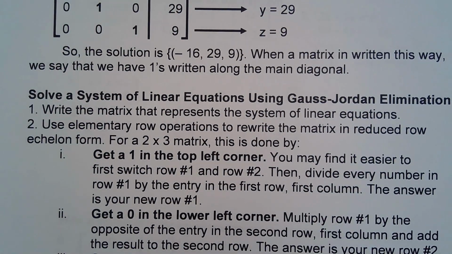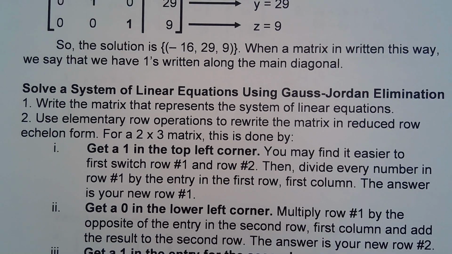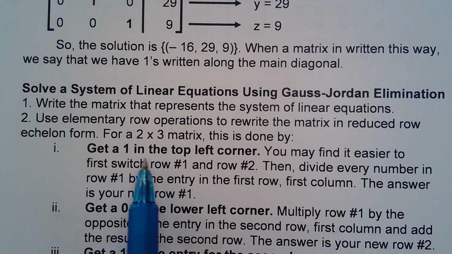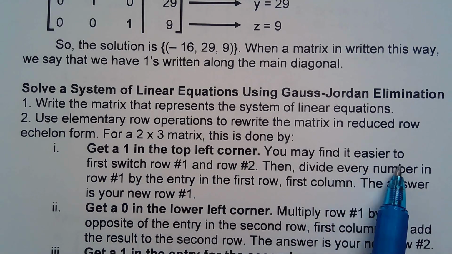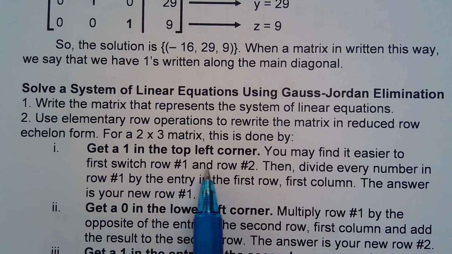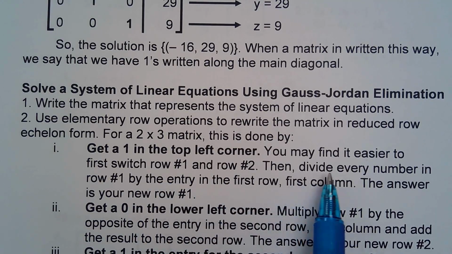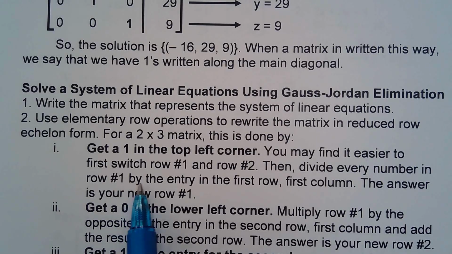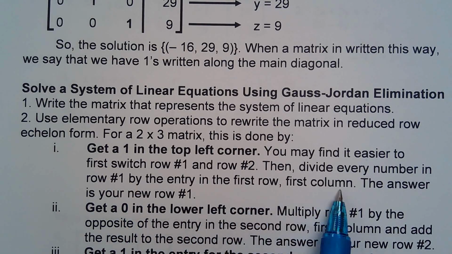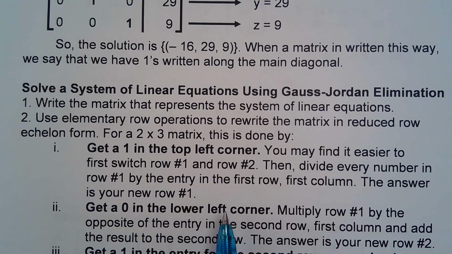So to solve a system of linear equations using Gauss-Jordan elimination, we want to write the matrix that represents the system of linear equations. Use elementary row operations to rewrite the matrix in reduced row echelon form. For a 2 by 3 matrix, this is done by first getting 1 in the top left corner. You may find it easier to first switch row 1 and row 2, and then divide every member in row 1 by the entry in the first row, first column. The answer will be new row 1.